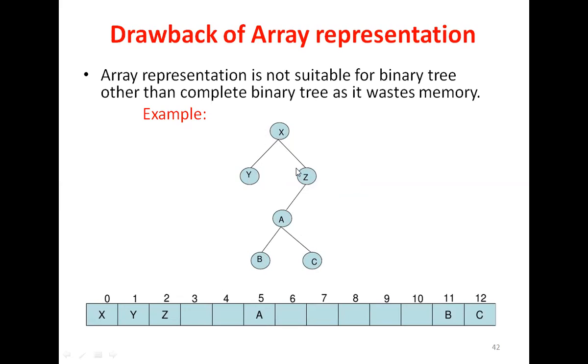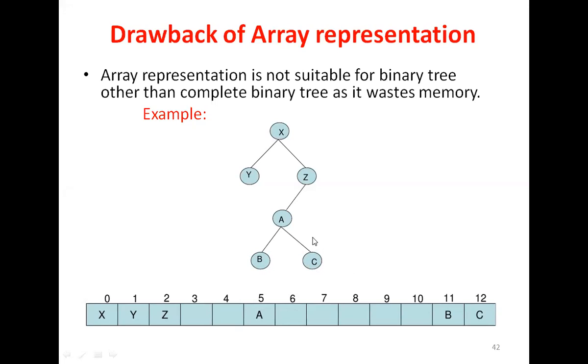Now, if we represent this binary tree using array representation, it will be represented like this. This is the array. The root node index is 0, and here the root node is x. So you can see x is written here, and then index 1, index 2, index 3 like this. See here we have level 0, level 1, level 2, and level 3. So three levels are there.